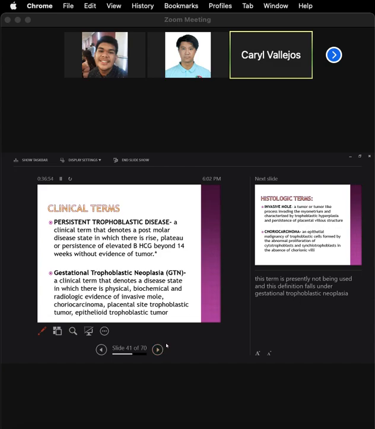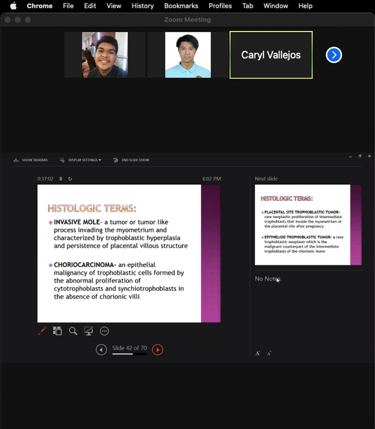For the invasive mole, this is a tumor or tumor-like process invading the myometrium. That is why it is called invasive. There is an invasion of the myometrium, characterized by trophoblastic hyperplasia and persistence of placental villous structure. Choriocarcinoma is an epithelial malignancy of trophoblastic cells formed by abnormal proliferation of cytotrophoblasts and syncytiotrophoblasts in the absence of chorionic villi.